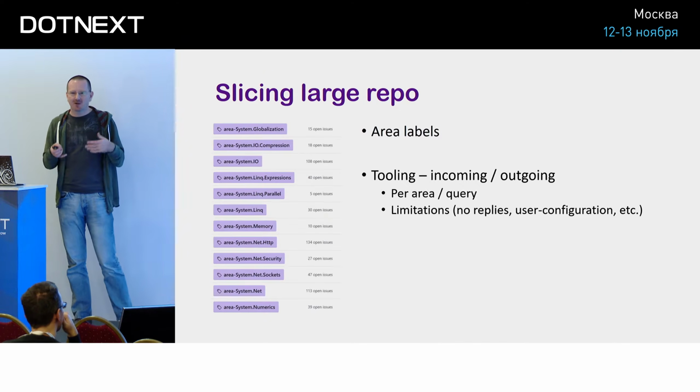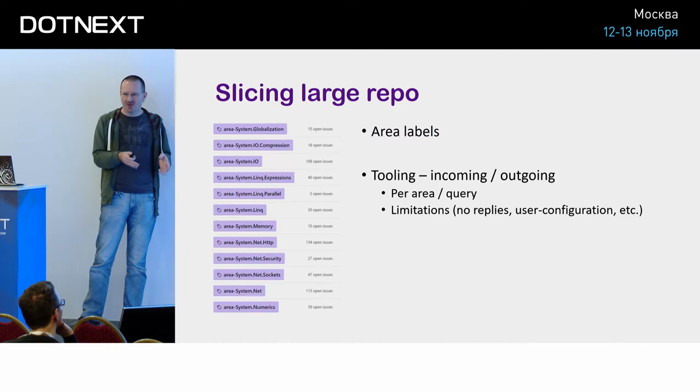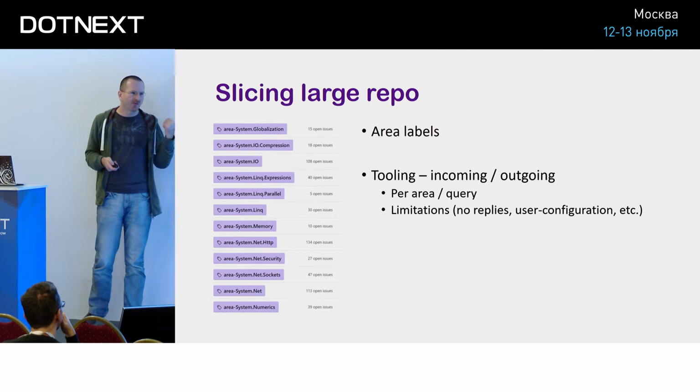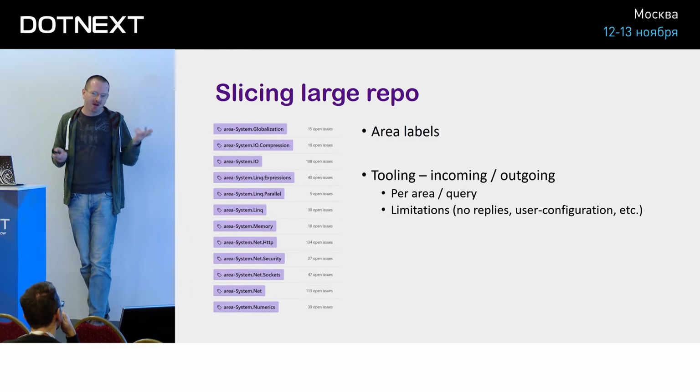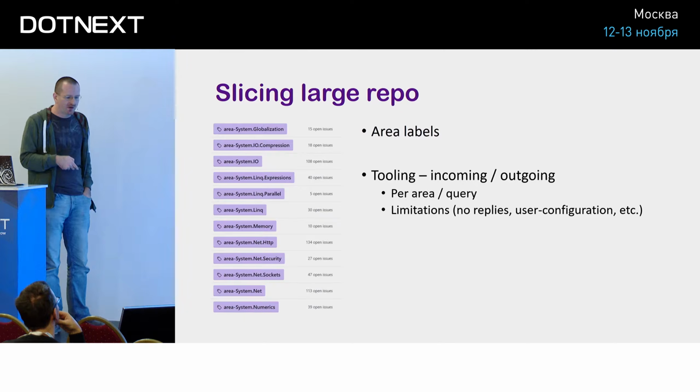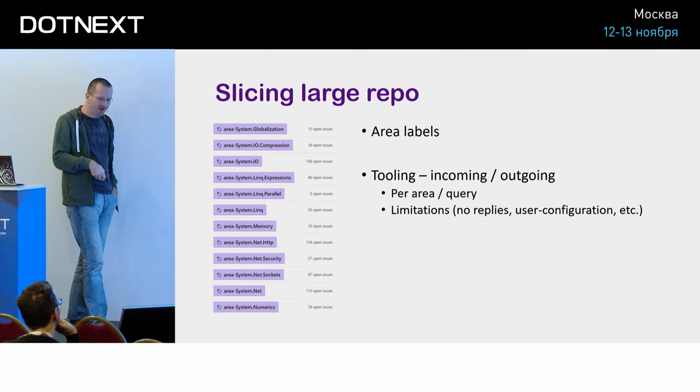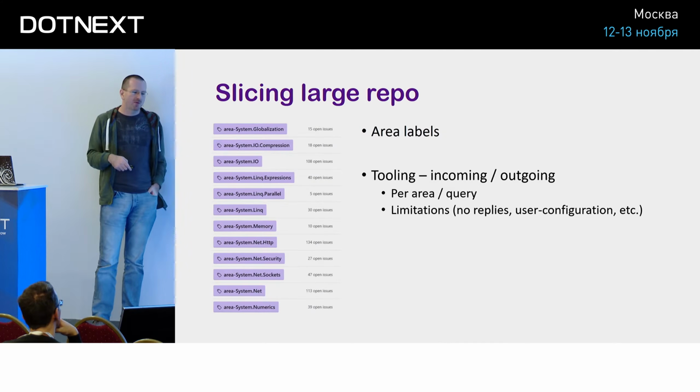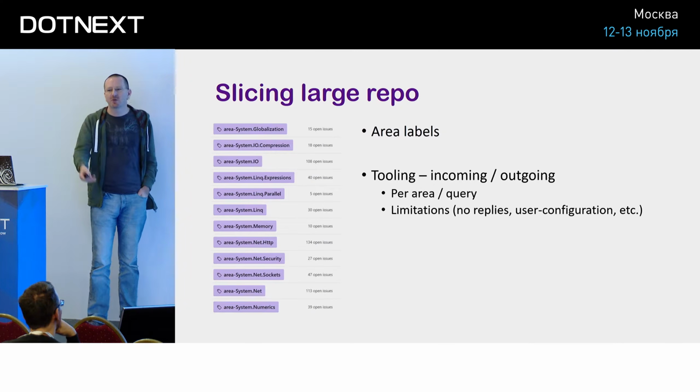GitHub features, because GitHub is more tailored towards smaller repos. We're not playing by the rules. We're pretty large from that perspective, but to keep some sanity, we have to separate those things. The tooling is not ideal. It doesn't inform you that, hey, someone commented on an issue in an area.